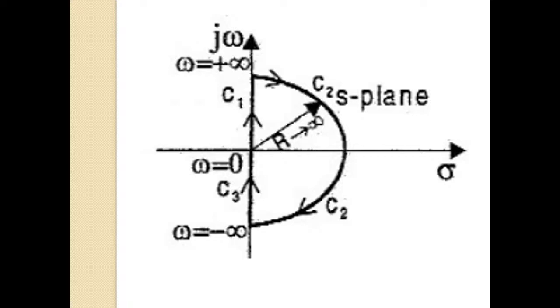Here we can see the Nyquist contour has 3 sections: C1 section, there is my cursor, this is it, C2 section, and C3 section. Mapping of each section is performed separately, and the overall Nyquist plot is obtained by combining all the individual section plots. So let us start with mapping of section C1. I hope you have drawn this in your notes.